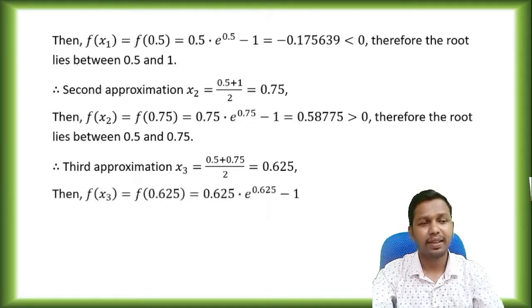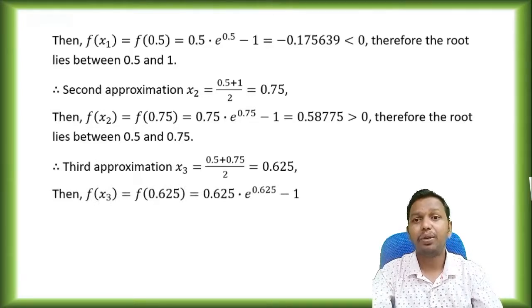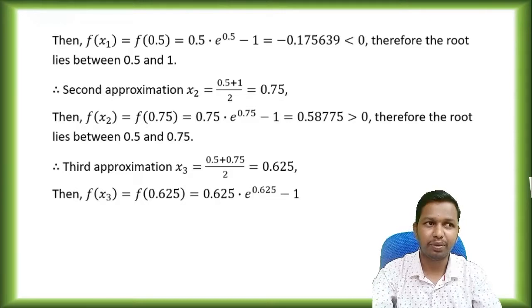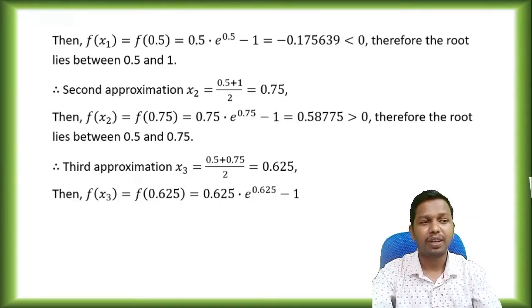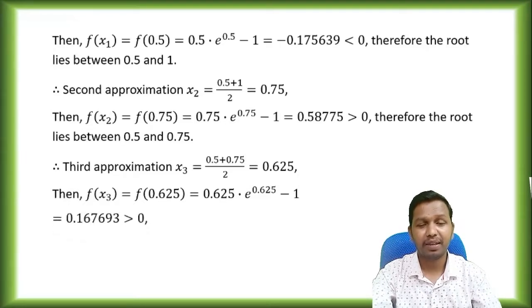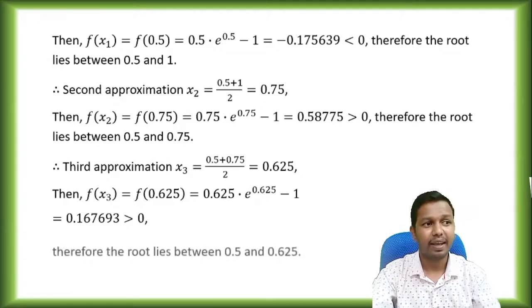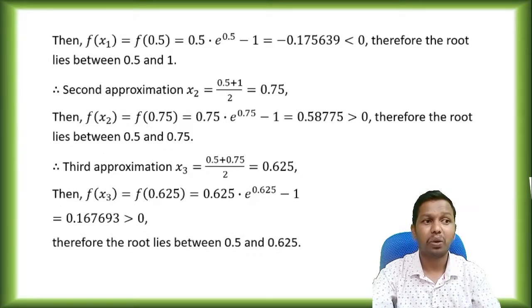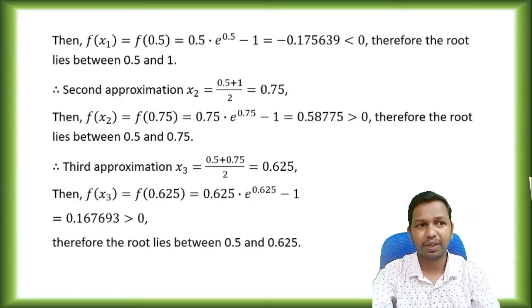0.625. Then our functional value at x3 is equal to 0.625 into e power 0.625 minus 1, which is equal to 0.167693, which is greater than 0, nothing but positive, and therefore the root lies between 0.5 and 0.625.